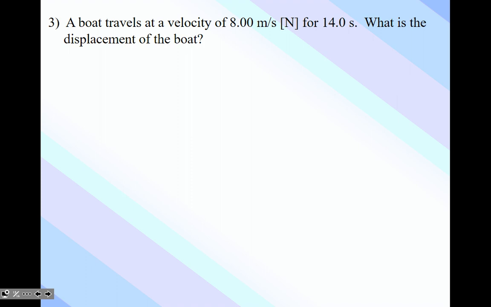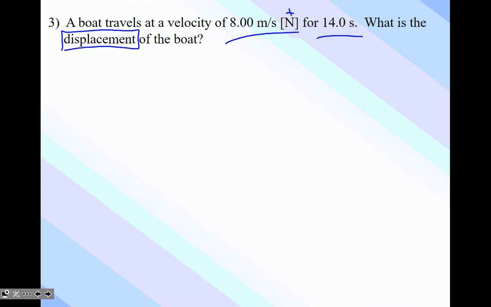So here we go. A boat travels at a velocity of 8 meters per second north. That's a positive direction, right? For 14 seconds, what is the displacement of the boat? So it's asking for the displacement of the boat. If it just asked for the magnitude of the displacement, you would just give me something in meters. If it's just the displacement and not just the magnitude, I need direction, okay?